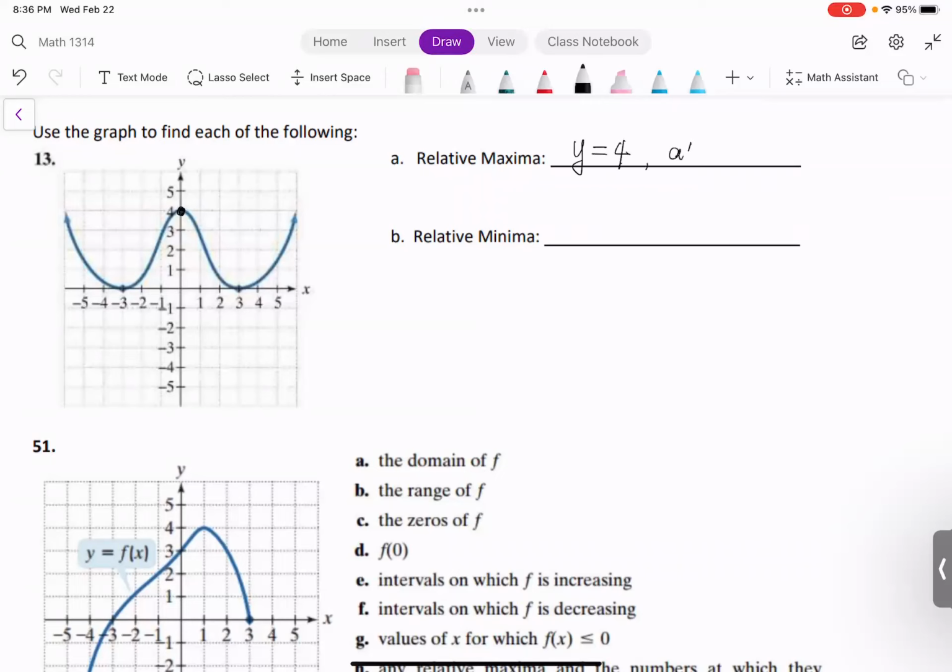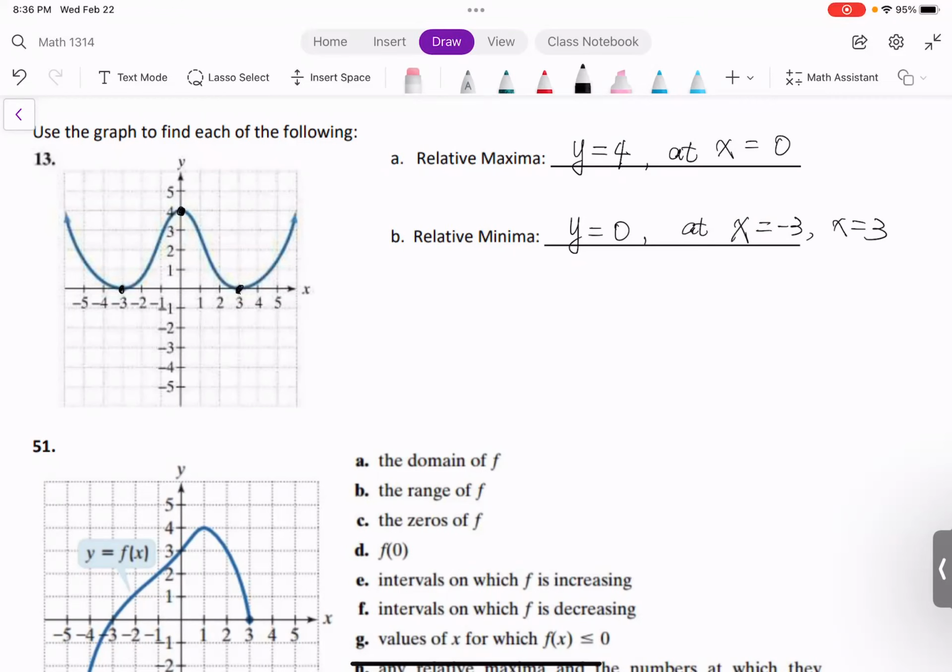But you can also give more information. At this point the x value equals 0, so you can say y equals 4 at x equals 0. Relative minimum: these two points are two dips, and they are the relative minimum. The y value at the local minimum is 0, and one x value is x equals -3, and the other is x equals +3.